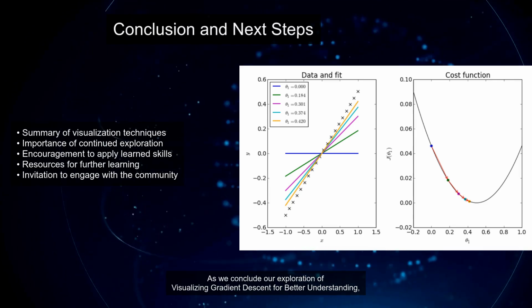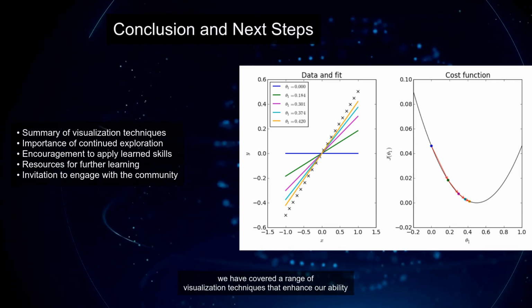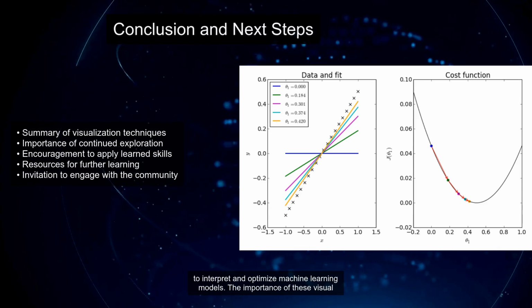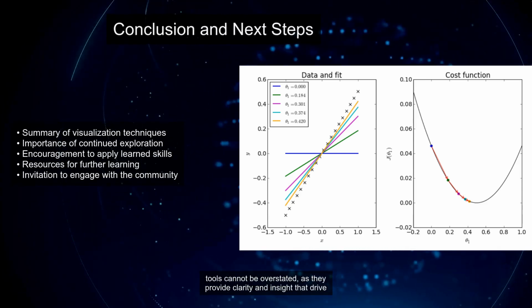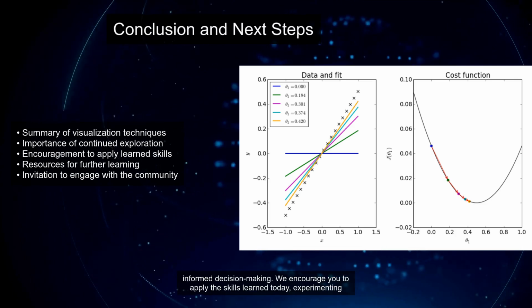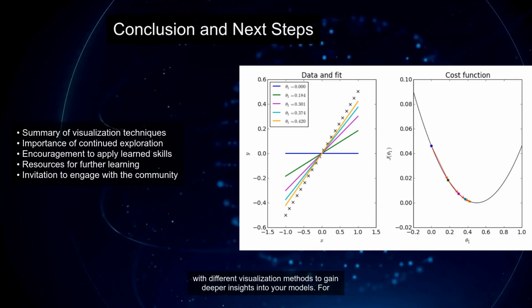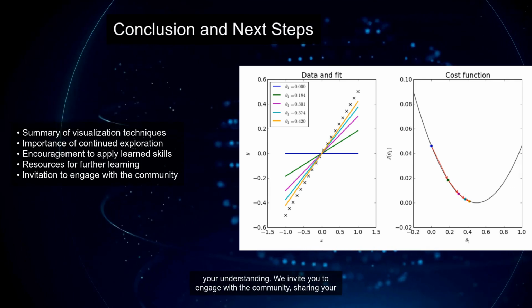As we conclude our exploration of visualizing gradient descent for better understanding, we have covered a range of visualization techniques that enhance our ability to interpret and optimize machine learning models. The importance of these visual tools cannot be overstated, as they provide clarity and insight that drive informed decision-making. We encourage you to apply the skills learned today, experimenting with different visualization methods to gain deeper insights into your models. For those eager to continue learning, numerous resources are available online to further your understanding.